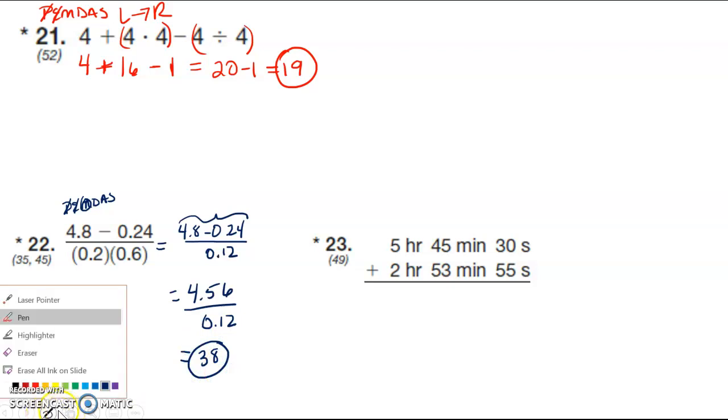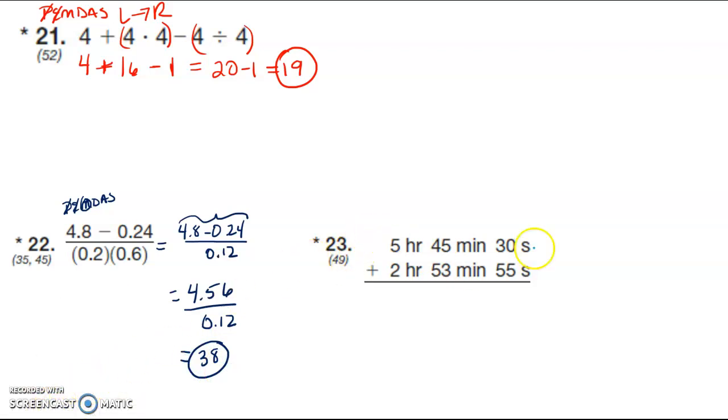Okay. Let's do this one. All right, so first thing I'm going to do with 23 is I'm going to add. I'm just going to go ahead and add everything, and then I'll reduce it in a minute after I'm done adding. So let's see. We have 3 plus 8 is 85 seconds. 5 plus 3 is 8. 4 plus 5 is 9. And then I have 5 plus 2 is 7.